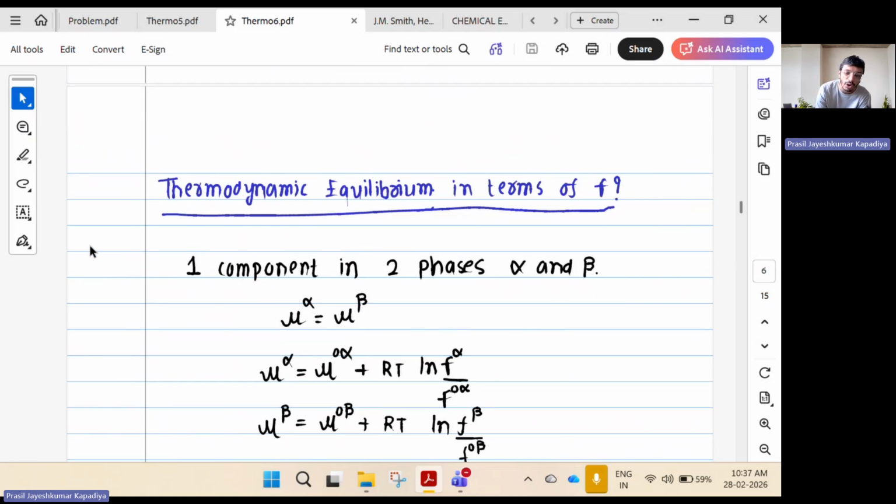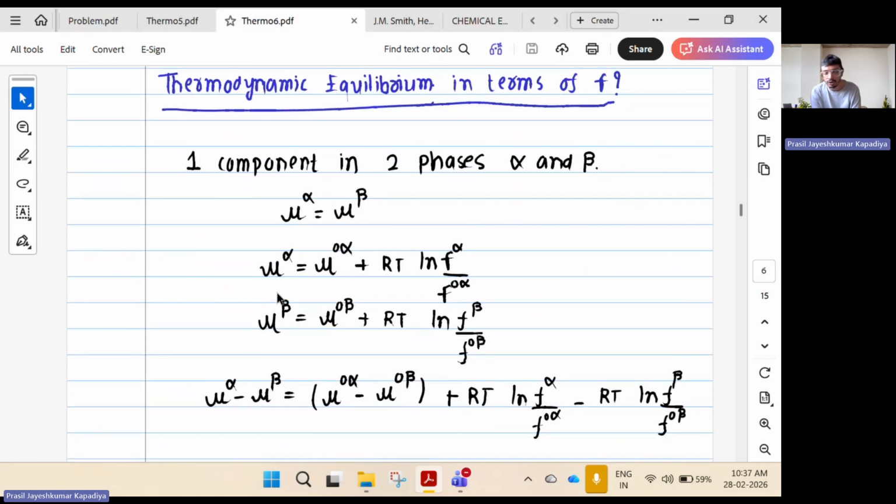Now, how can I replace mu alpha? We had a look, mu alpha is equal to mu 0 alpha plus RT into ln f alpha by f0 alpha. And similarly, how can I replace mu beta? So mu beta is equal to mu 0 beta plus RT into ln f beta divided by f0 beta.